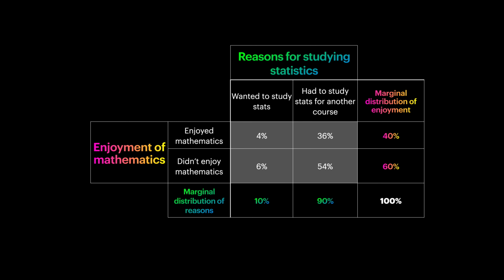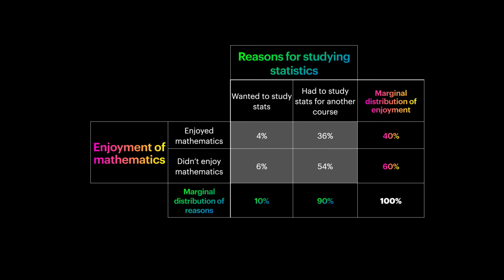And so that's why we could use the same percentages to multiply across and it didn't affect things. So in other words, 4% of people who wanted to study statistics enjoyed mathematics and 6% didn't. That's 4 on 6, that's 2/3. Of those who had to study statistics, 36% did enjoy mathematics, 54% didn't. Again, that's 36 on 54, that's 2/3. That fraction actually hasn't changed.